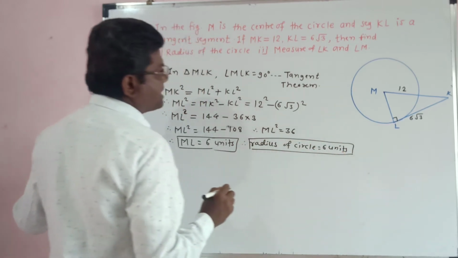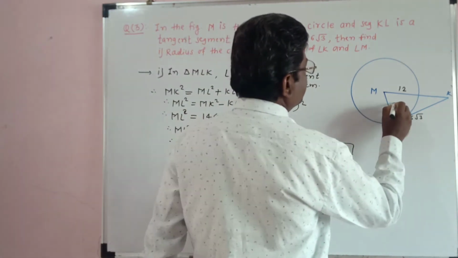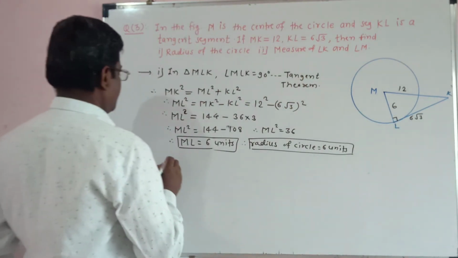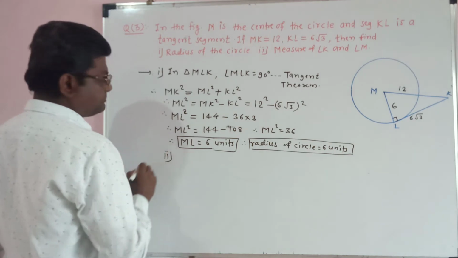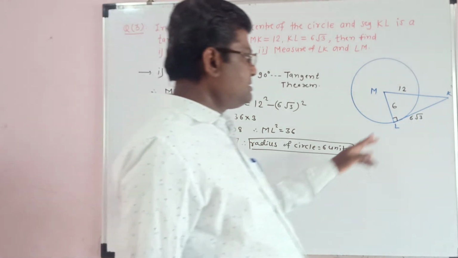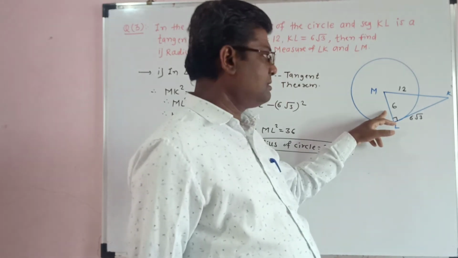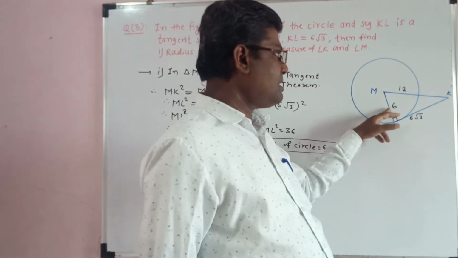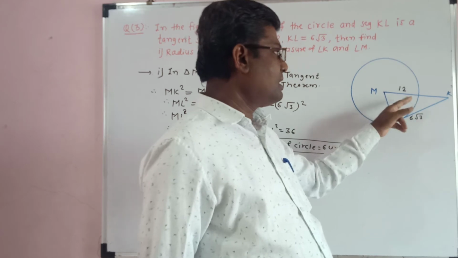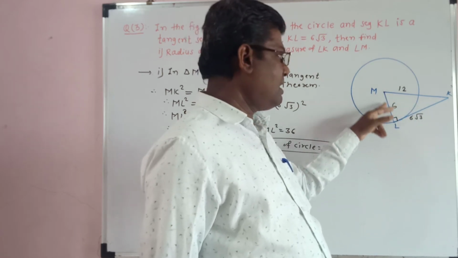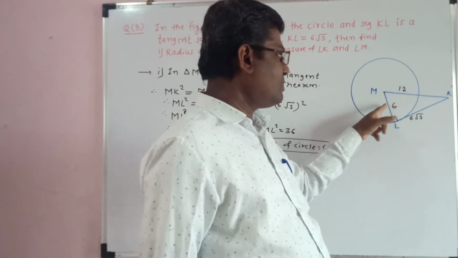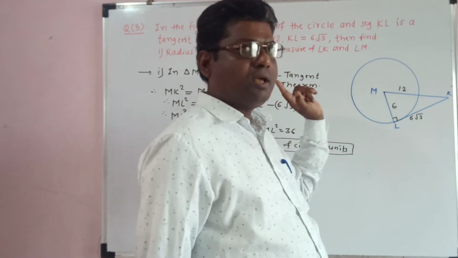This is our first answer. This is a 6. Now number 2. Now let's see in this triangle MLK. This is 6 units and it is half of MK. MK is 12 and ML is 6. Therefore ML is half of MK.